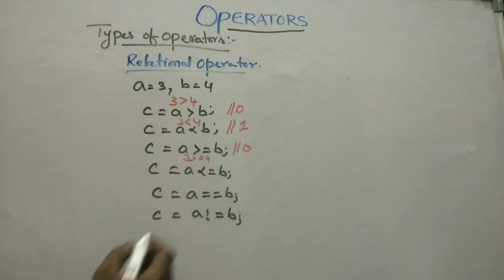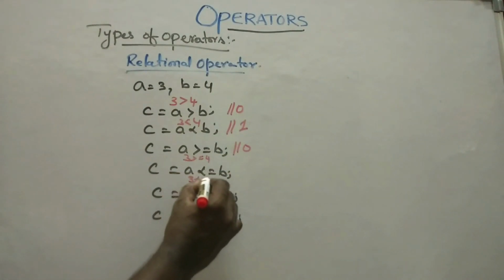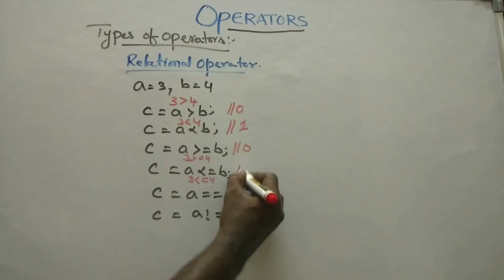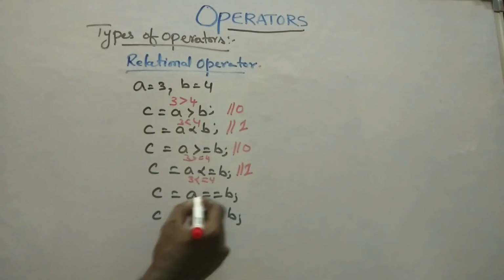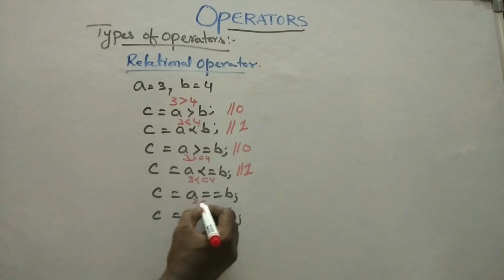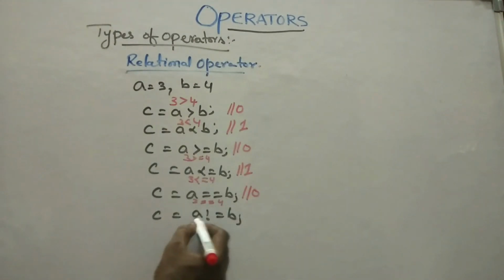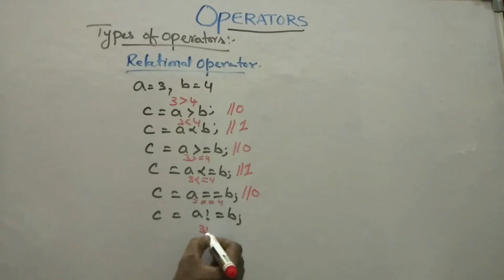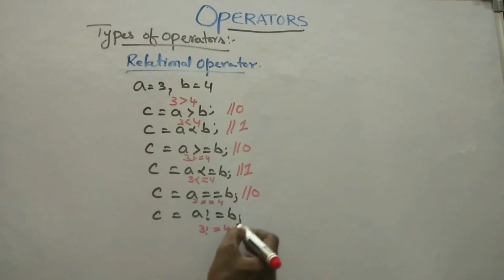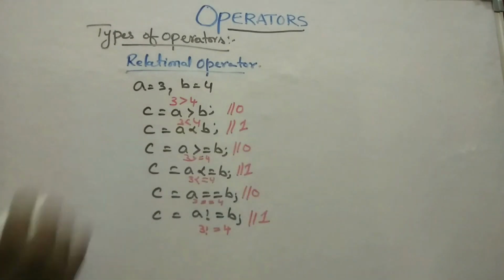Now A less than or equal to B. What is the A value? 3. 3 is less than or equal to 4. It is true. True means the output is 1. A equal to B, that means 3 equal to 4, is false. Then the output is 0. Now A is not equal to B. What is the A value? 3. 3 is not equal to 4. It is true. True means you get the output 1.